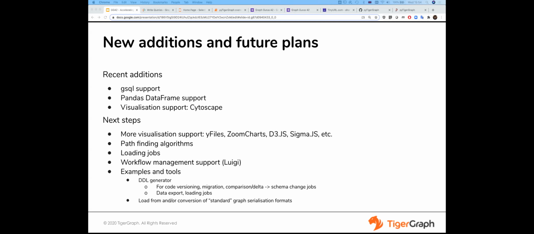For example, a DDL generator that covers all object types within the database. This would open up a lot of possibilities, for example, support for code versioning, code repositories, for CI/CD, schema and code comparison, and automated generation of schema change jobs, and so on. Also, it could allow us to create tools for data export and loading job generation. And we are also looking at tools to convert from so-called standard graph serialization formats. There is no real true standard, but there are a number of candidates. So we would like to provide tools that convert from these formats or allow us to directly import them into TigerGraph.